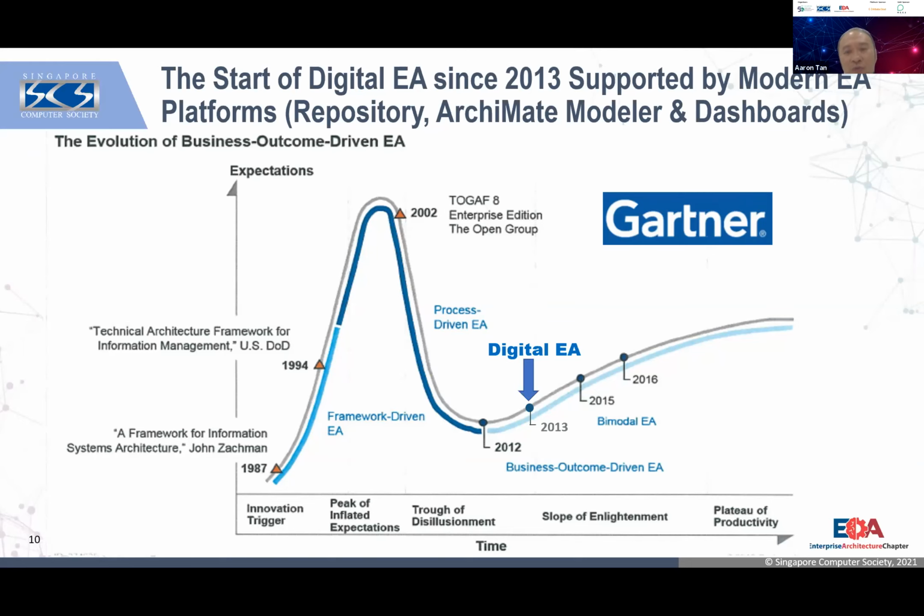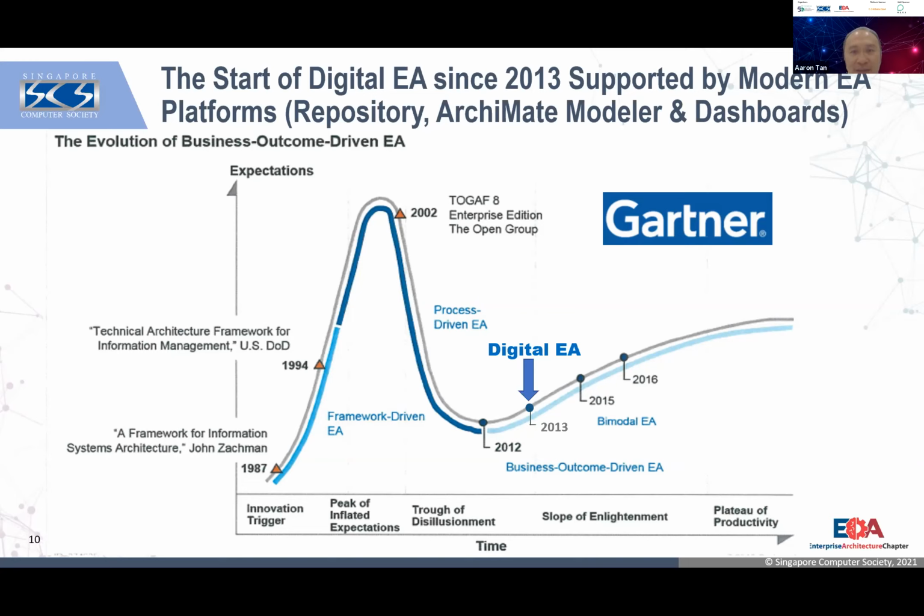Around 2011 or 2012 was actually the bottom for EA. Many companies defunded and dismantled their EA teams because they said it doesn't bring value. That's why in 2012, Gartner noticed this and changed its advocacy to focus a lot on the business. Then in 2013, the term digital EA kicks in. More and more people realized that enterprise architecture is no longer static, but digital, because we have a platform for us to query, to interact, to do transformation, to do modeling, and to define the baseline and the target.